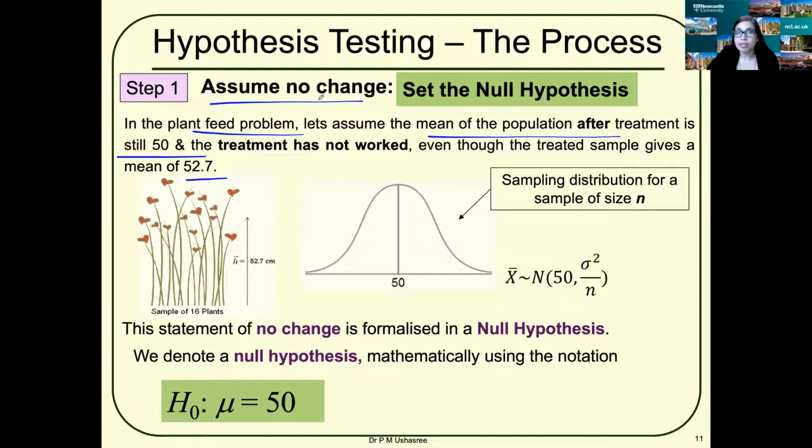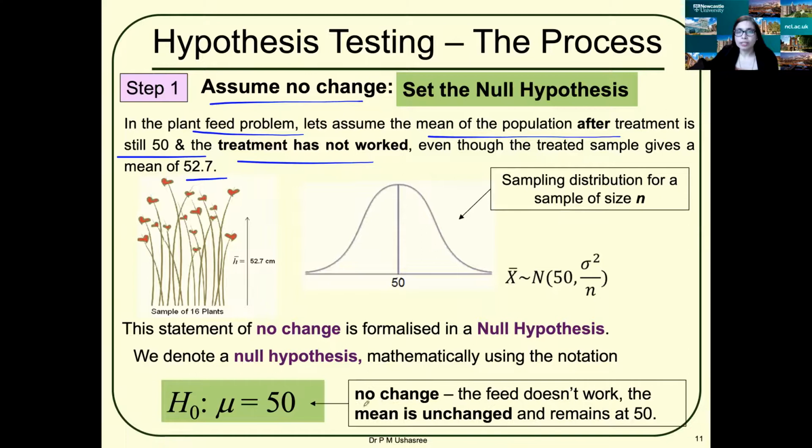That is, we are assuming that there is no change, the treatment has not worked, and the population mean is 50. Okay, so no change, the feed doesn't work, the mean is unchanged, remains 50. That is our null hypothesis. So first step is set the null hypothesis. Now let's go to the second step.